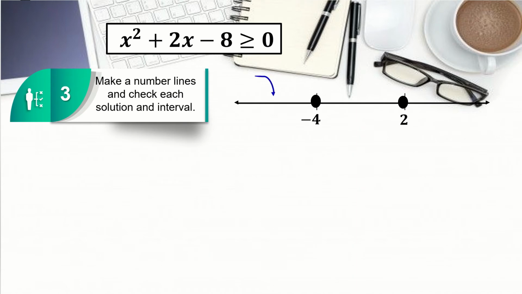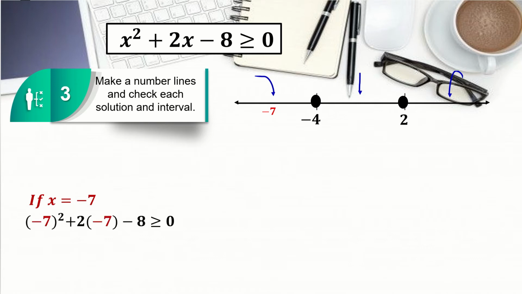And then, we have here the values of negative 5, negative 6, negative 7, up to negative infinity. And then, inside the negative 4 and 2, the values are negative 3, negative 2, negative 1, 0, and 1. And then, from 2 to positive infinity. So, let's try if x is negative 7. You can try any value from negative 5, negative 6, negative 7, up to negative infinity here. So, let's try negative 7.